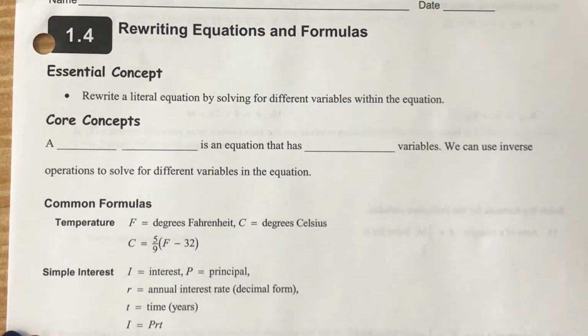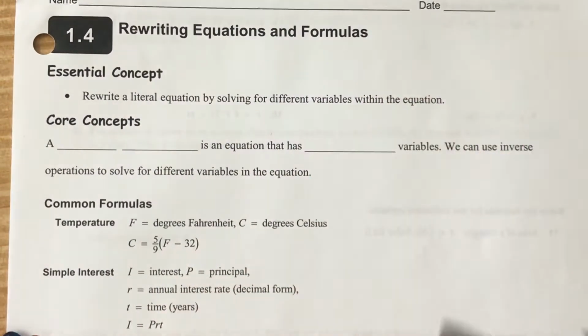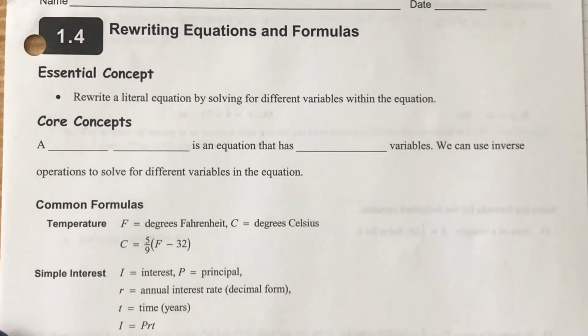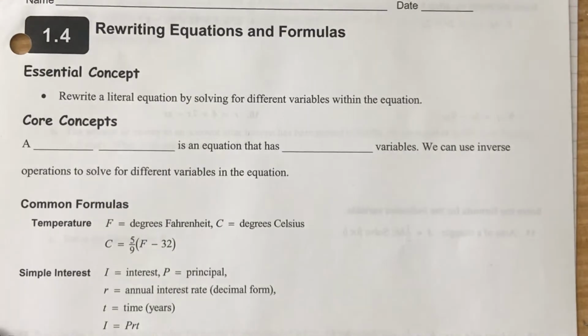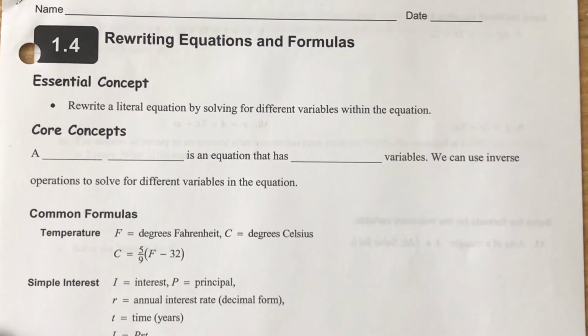Okay, so in lesson 1.4, we are going to be rewriting equations and formulas. In particular, the way that this is going to be a little bit different than what we've done over the last several days is that at this point, our equations have multiple variables. As we add, you keep hearing me say this, layer after layer after layer.